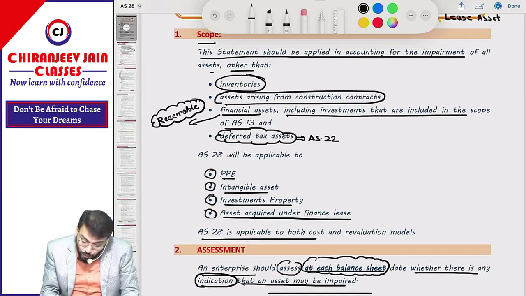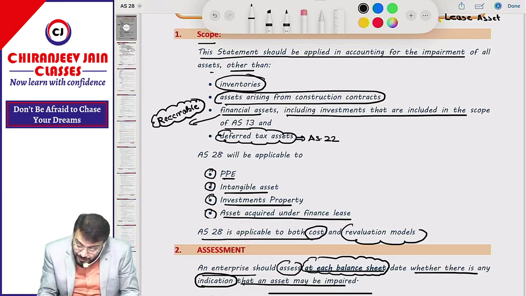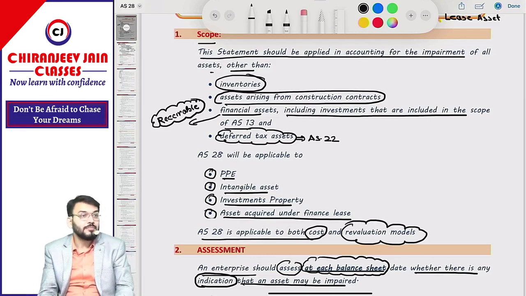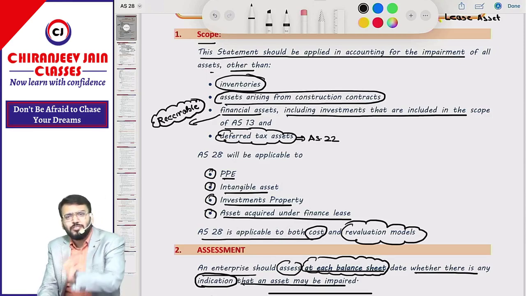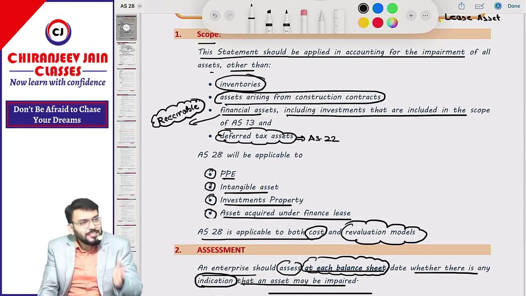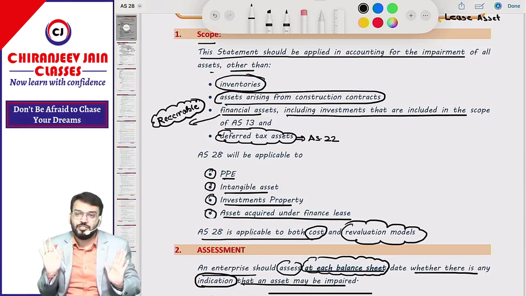AS28 is applicable to both cost as well as what? Revaluation model. Understood? Have you understood? First you will do revaluation, first you will do impairment testing. First revaluation, then what? Impairment testing.